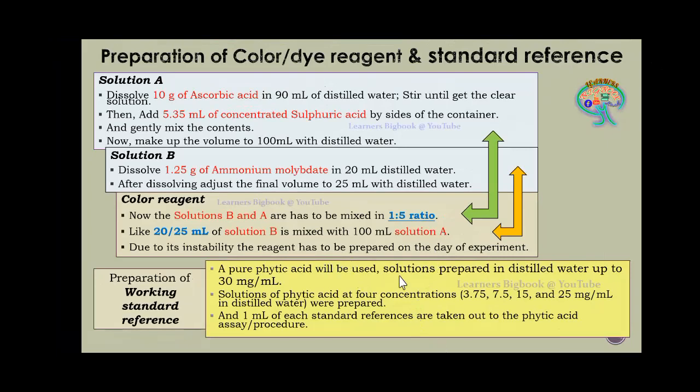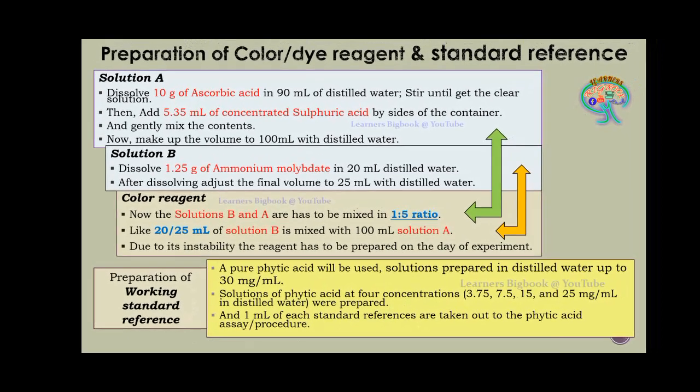Now here is the preparation of the working standard reference of pure phytic acid, 30 milligram per ml. You are going to prepare the phytic acid at 4 concentrations, 3.75, 7.5, 15 and 25 milligram per ml, in distilled water. Out of each concentration you take 1 ml, and you do the standard reference for the phytic acid. This is the preparation of the working standard reference for the phytic acid.